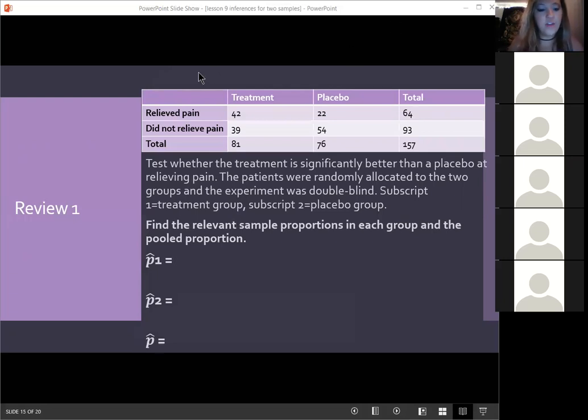So let's go ahead and try this one. This one requires you to do some calculations and understand those concepts. So this says, test whether the treatment is significantly better than a placebo at relieving pain. The patients were randomly allocated to the two groups, and the experiment was double-blind. Subscript 1 is treatment 1, and subscript 2 is placebo group. That's what I have down here. And then I want you guys to find the relevant sample proportions for each group, and then our pooled proportion, which is this last one down here. So try to calculate these, and let me know what you think about them, and we will go over it.